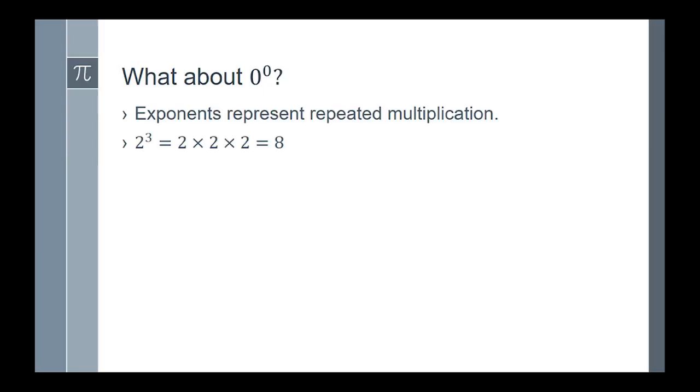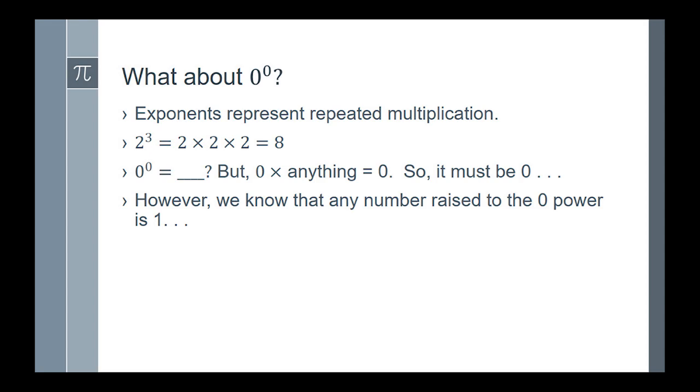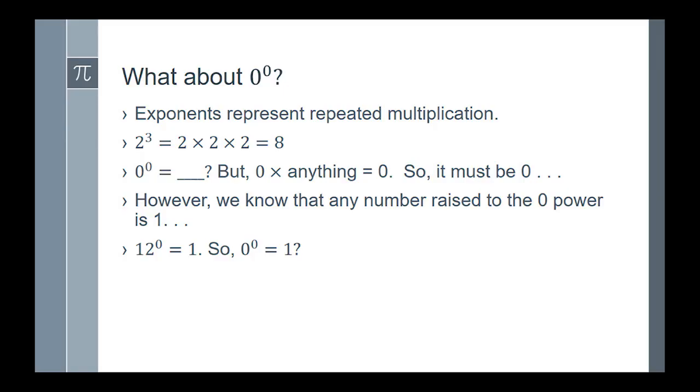So exponents represent repeated multiplication. So 2 to the third, our base of 2, means we have 3 of those that we're multiplying together to get 8. Well, 0 to the 0 power equals, we don't know, because 0 times anything is 0. So it has to be 0. But, like we just said, anything raised to the 0 power is going to be equal to 1. So 12 to the 0 is equal to 1, so 0 to the 0 must also be 1. But because it's repeated multiplication, and we're multiplying by 0, then it has to be equal to 0. So again, is it 0 or is it 1?